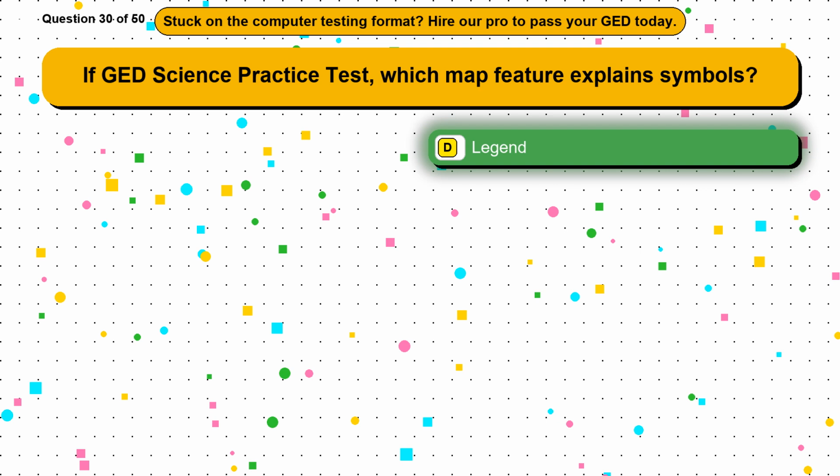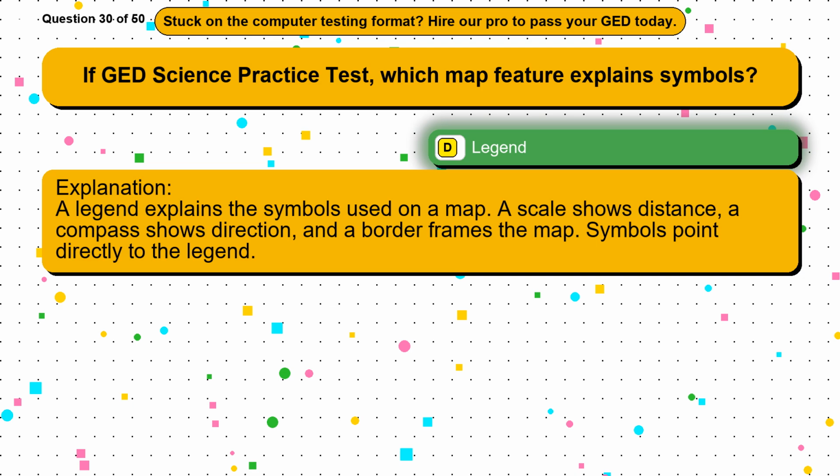The correct answer is option D. Legend. A legend explains the symbols used on a map. A scale shows distance, a compass shows direction, and a border frames the map. Symbols point directly to the legend.